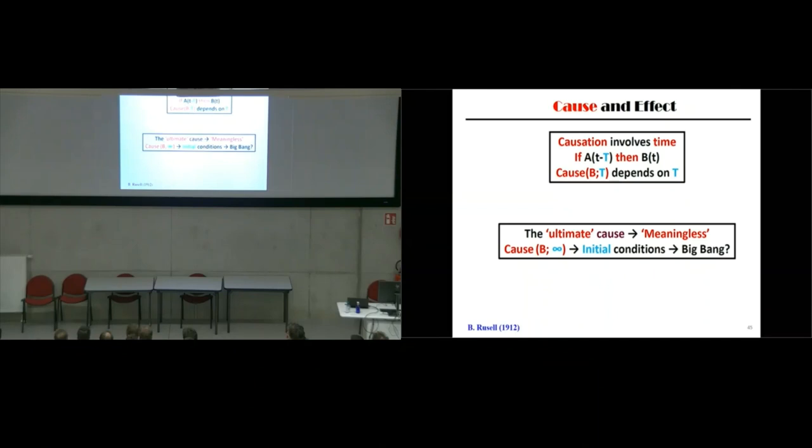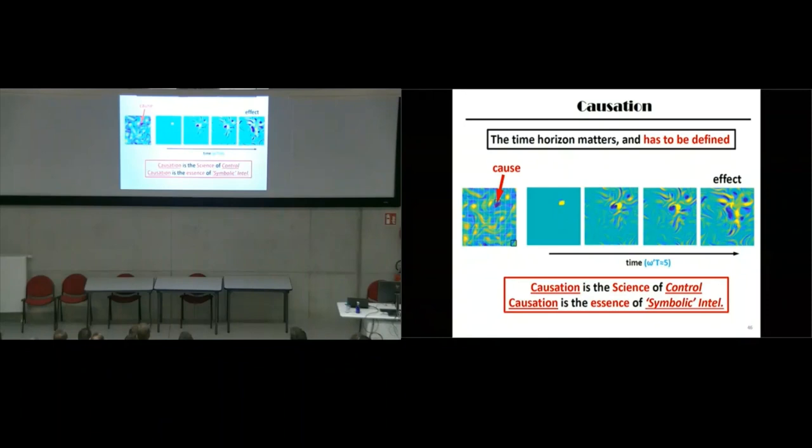But the idea is that it doesn't make sense to speak about causes in absolute, but it makes sense to speak about causes with a particular time horizon. You decide, okay, I want to know what happens at turnover, before now, and then there is a cause for that. For example, in this case, this particular cell here was the cause of that after a time which was 5 turnovers. And we had to try whether it was 1 turnover or 5.